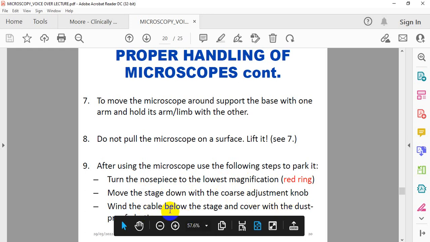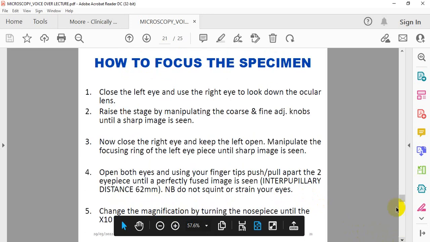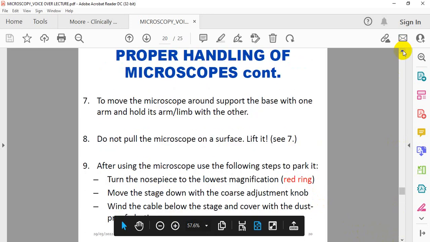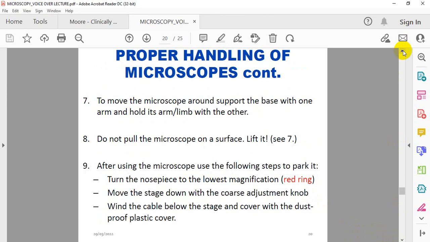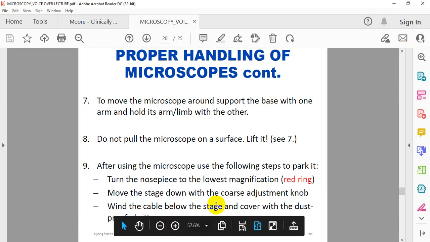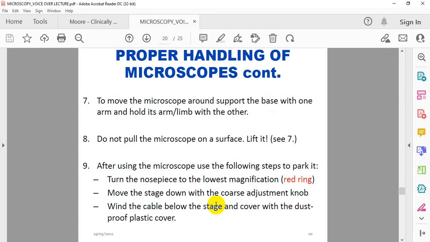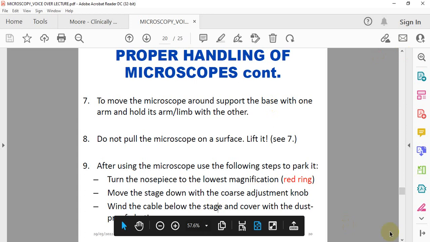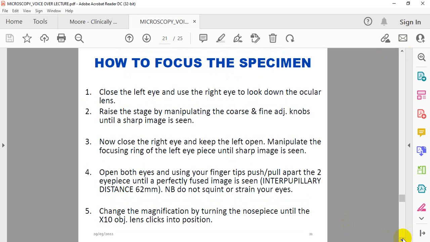Wind the cable below the stage and cover with the dust-proof plastic cover. When you are not using the microscope, you are supposed to cover it with a plastic cover so that dust will not enter the microscope. The woman demonstrated all this in her presentation.